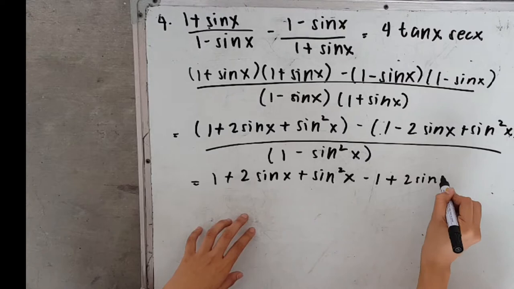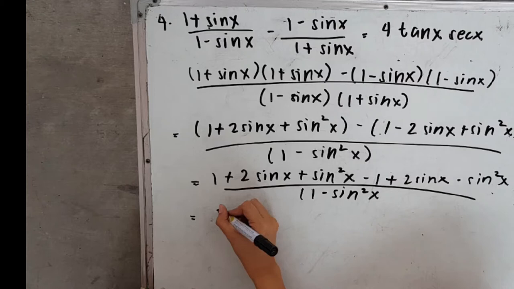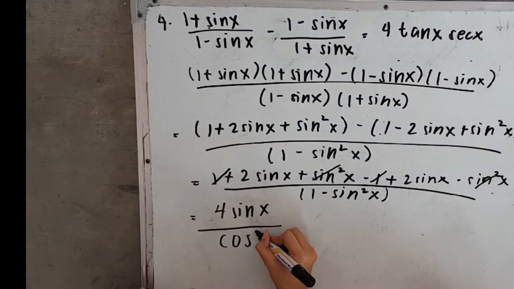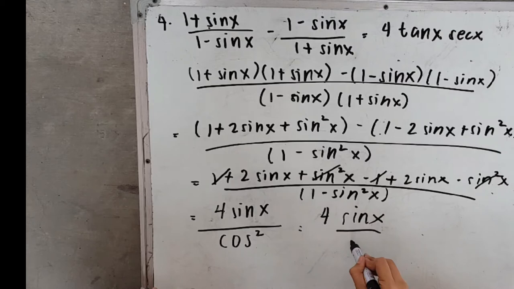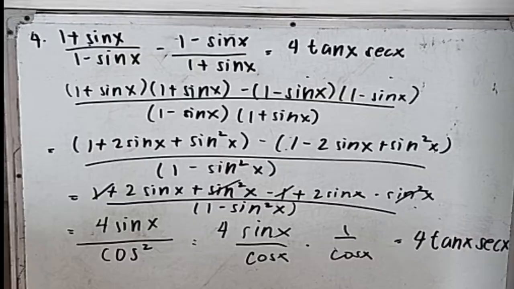Now simplify the equation. 4 sine x over 1 times sine squared x. We will use the Pythagorean identity on the denominator. We will get 4 sine x over cosine squared x. We will break cosine squared x into 2. So it will be 4 sine x over cosine x times 1 over cosine x. Using the reciprocal identity, the answer will be 4 tangent x secant x.